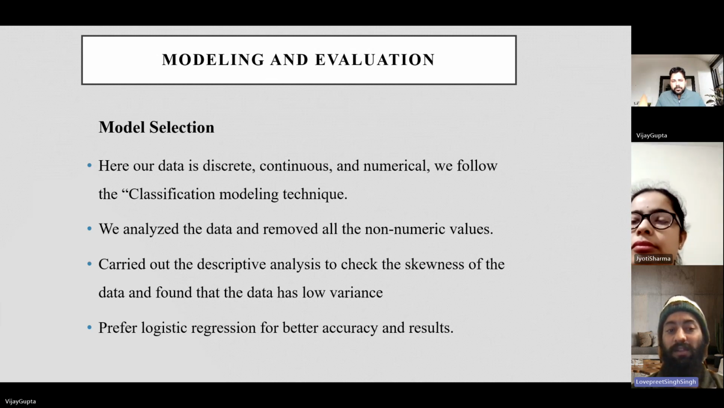Moving further, on the data, the modeling and evaluations. For the model selection, here our data is discrete, continuous, and numerical. We follow the classification modeling technique and analyze the data and remove all the non-numerical values, which we did in our Excel sheets, and carried out the descriptive analysis to check the skewness of the data and found that the data has low variance and preferred logistic regression for better accuracy and result.